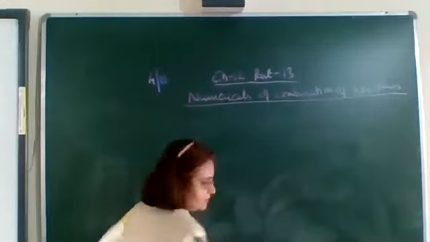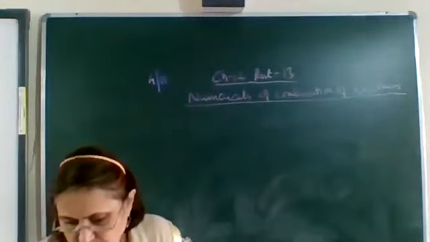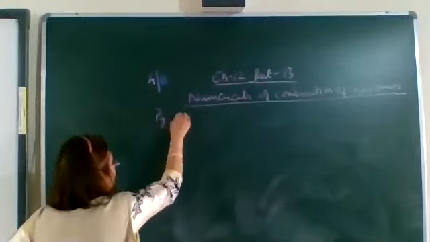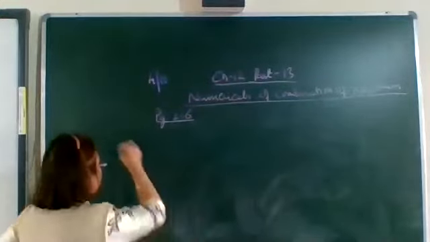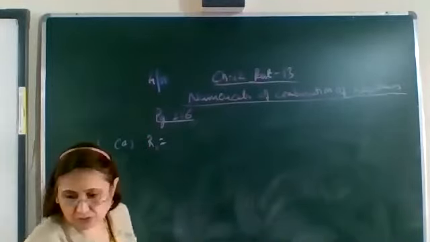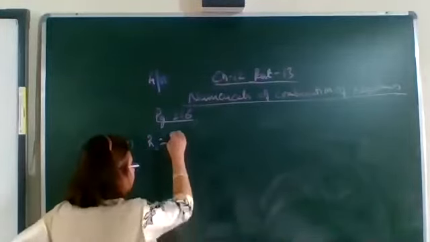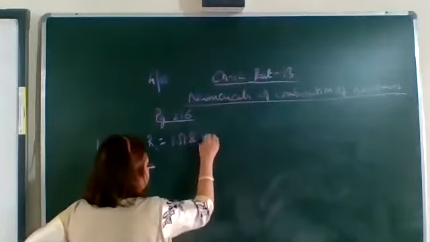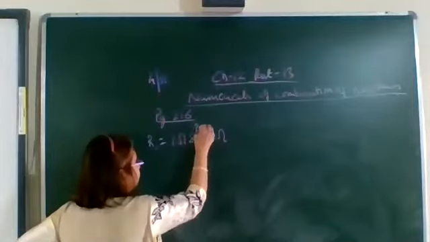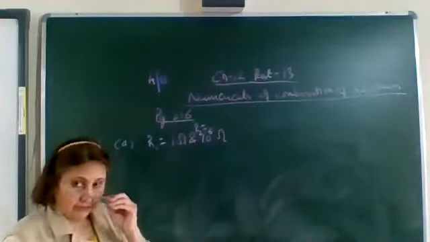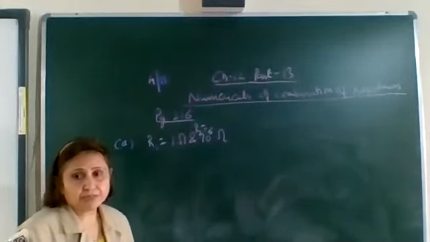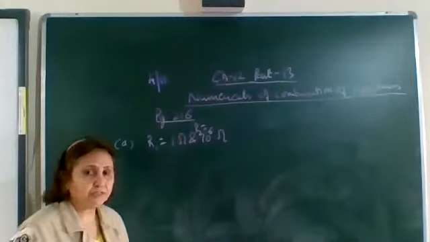The first part is question number 1, page 216, unsolved questions. First, A part. The two resistances R1 and R2 are 1 ohm and 10 raised to the power 6 ohms. They are connected in parallel. When they are connected in parallel, we know that the equivalent resistance 1 upon R will be equal to 1 upon R1 plus 1 by R2.